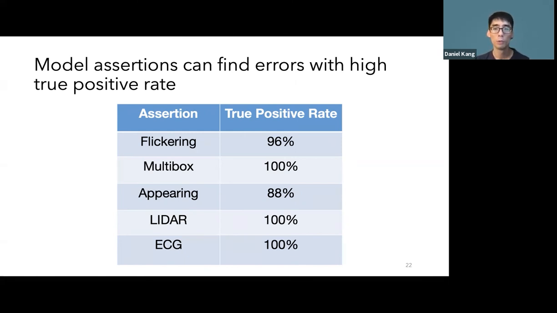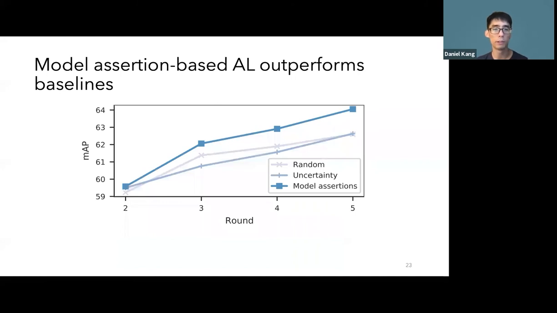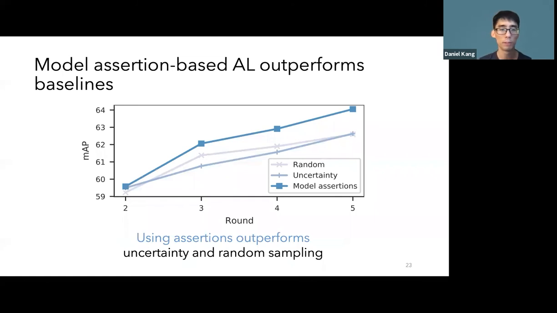We also show that model assertion-based active learning outperforms baselines. In particular, we compare against random sampling and uncertainty sampling for selecting data points. And the round of active learning corresponds to a fixed number of data points selected. As we can see here, model assertions outperforms both baselines for selecting data points.